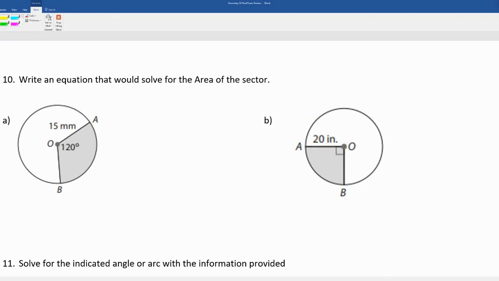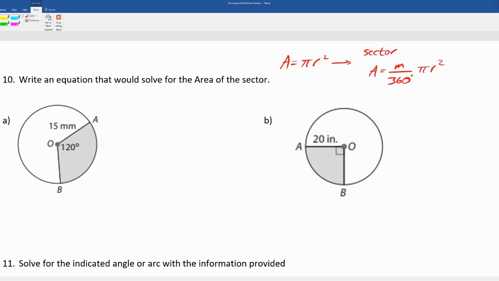All right, number 10, write an equation that would solve for the area of the sector. So we're dealing with sector area. Sweet. So it's like this. We all know the area formula for circles, pi r squared. But now you really only care about a certain sector, so you don't care for the full circle. You just care for whatever the measure is of that little sector out of that full circle, which a full circle is 360 degrees, times pi r squared.